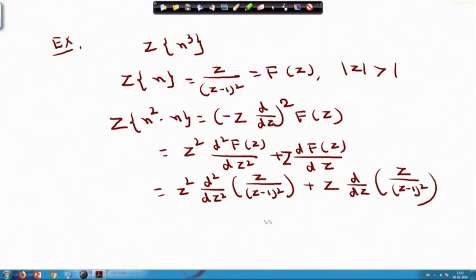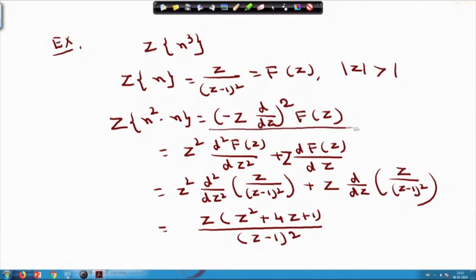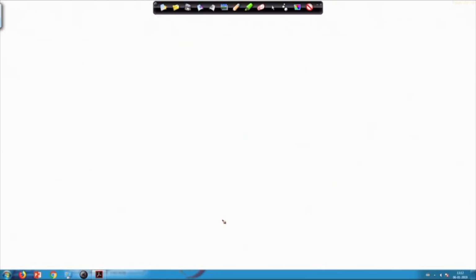Simply, you have to differentiate twice for the first term and once for the second, and if you differentiate, your ultimate result will be this. Please check on your own whether it is correct. The result is that the Z transform of n cube equals z into z square plus 4 z plus 1 divided by z minus 1 whole cube. I am just using the property here. Since I know the Z transform of n is z by z minus 1 whole square, using the property, just by differentiation I get the Z transform of n cube.